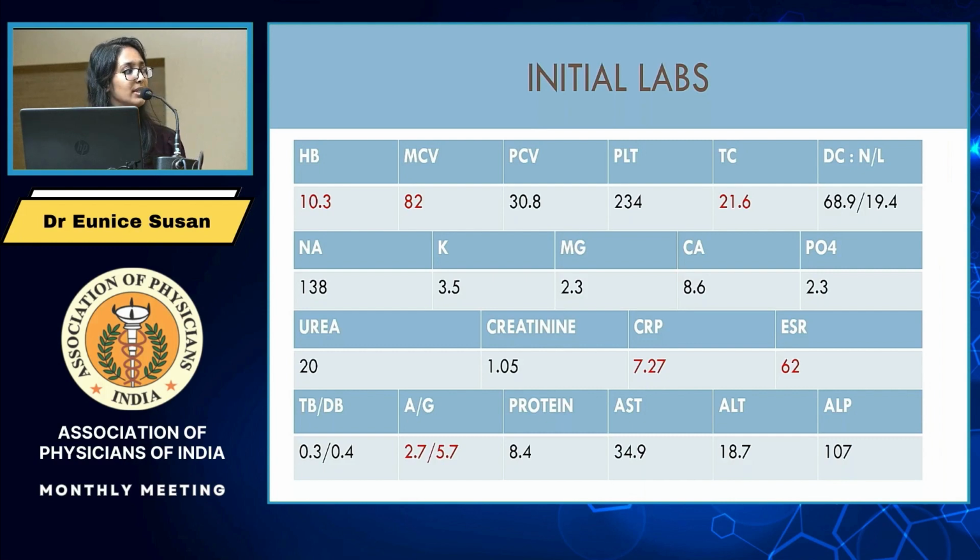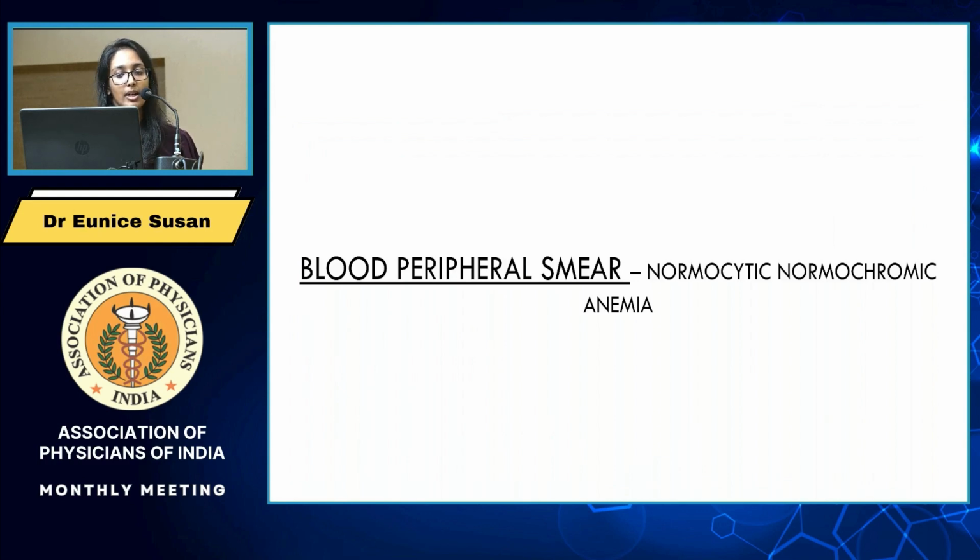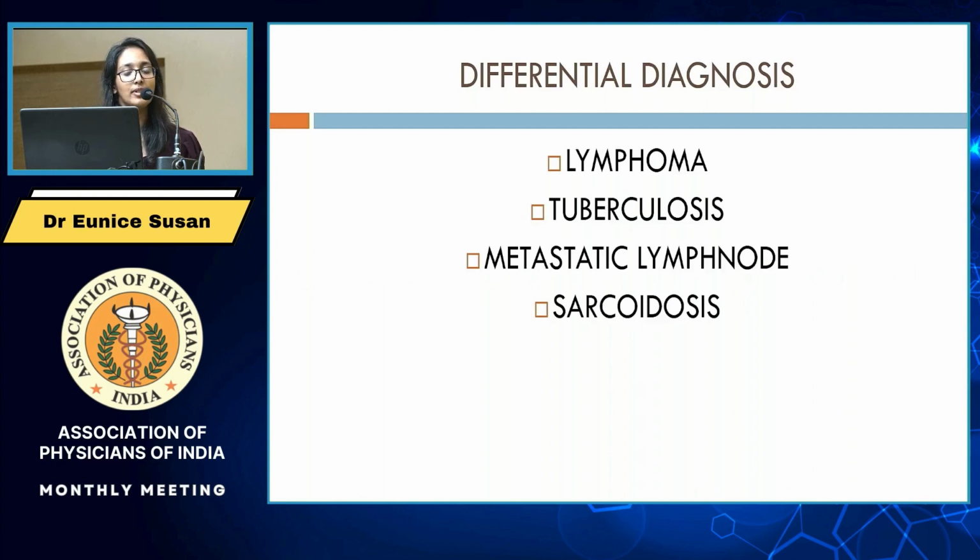So initial labs at this point of time showed a hemoglobin of 10.3 with an MCV of 82, a total count of 21,000, CRP of 7.2 with an ESR of 62, and a significant albumin globulin reversal was also noted with an albumin of 2.7 and a globulin of 5.7. Peripheral smear was showing a normocytic normochromic anemia. At this point of time, our differential diagnosis included a lymphoma, tuberculosis, a metastatic lymph node, or a sarcoidosis.